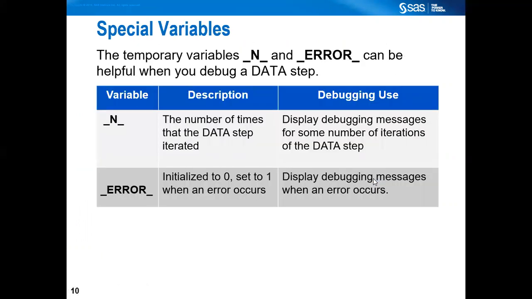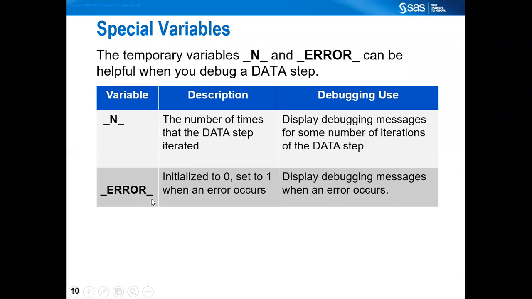You know very well that by default, whenever a data step is executed, two temporary variables are created in the PDB: _N_ and _ERROR_. _N_ is the counter for the number of data step iterations processed, and the iterations of your data step depend on the number of input rows processed. So you can use this to display debugging messages for some number of iterations of your data step.